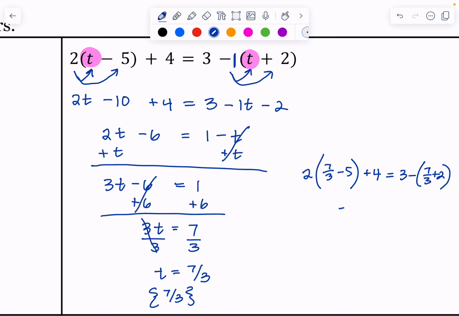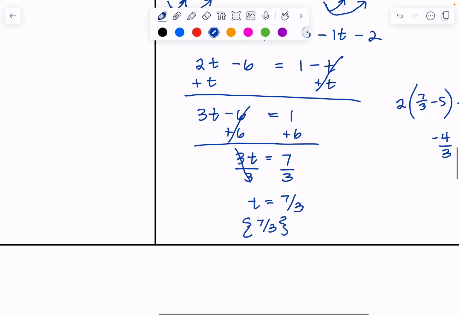On this left side, I got -4/3. I forgot to put my little question mark there just to be sure. And then on the right side, I'm plugging that in my calculator. And I also got -4/3. So this one does check out.